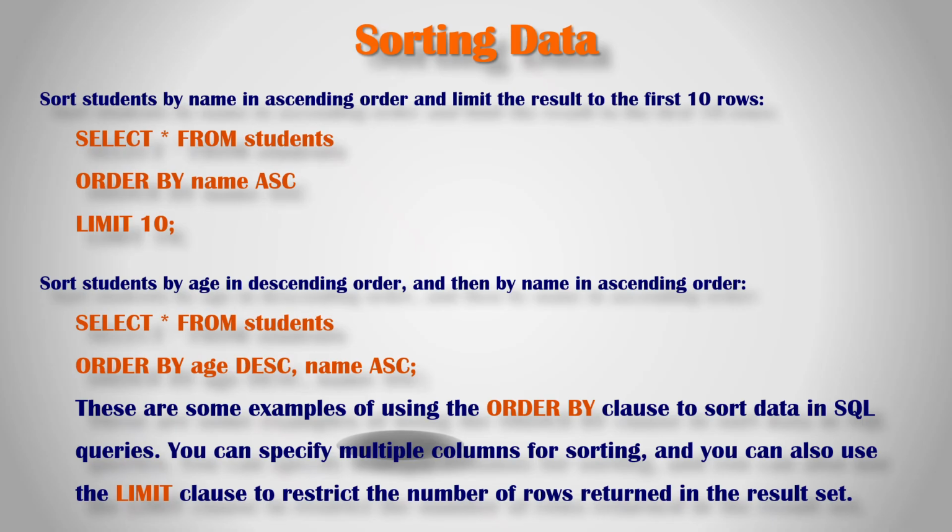These are some examples of using the ORDER BY clause to sort data in SQL queries. You can specify multiple columns for sorting, and you can also use the LIMIT clause to restrict the number of rows returned in the result set.